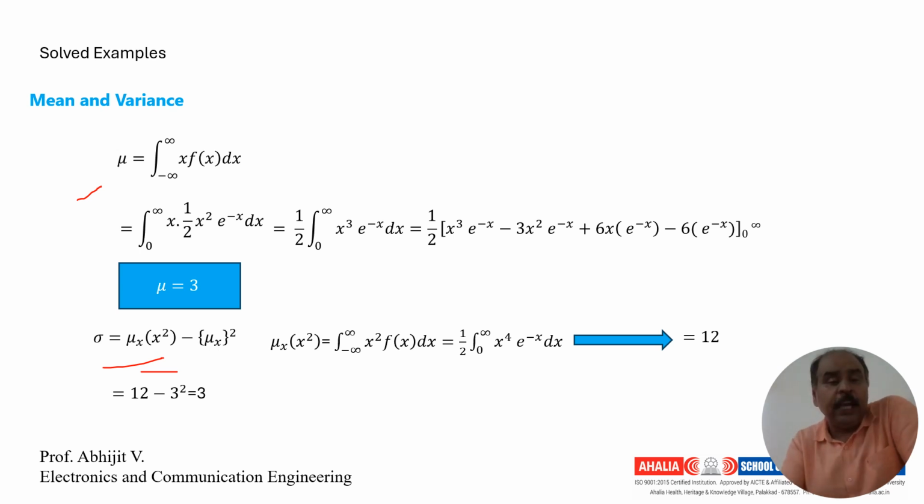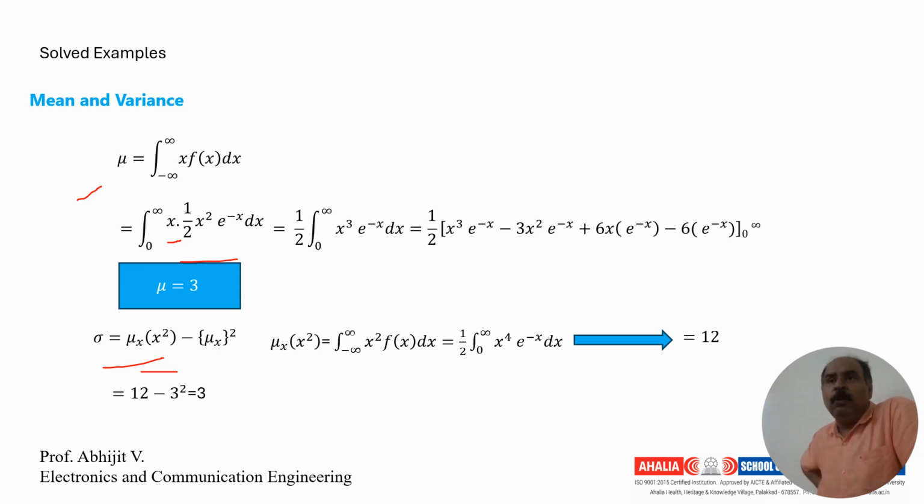You have already got k, no? K is 1 by 2 here. You substitute that. You get the value of mu to be 3. Similarly, substitute for variance. Variance is mu of x square. That means integral minus infinity to infinity x square into fx dx. So that you will get it as 12. 12 minus mu square, that is 3 square 9, that you will get as 3.